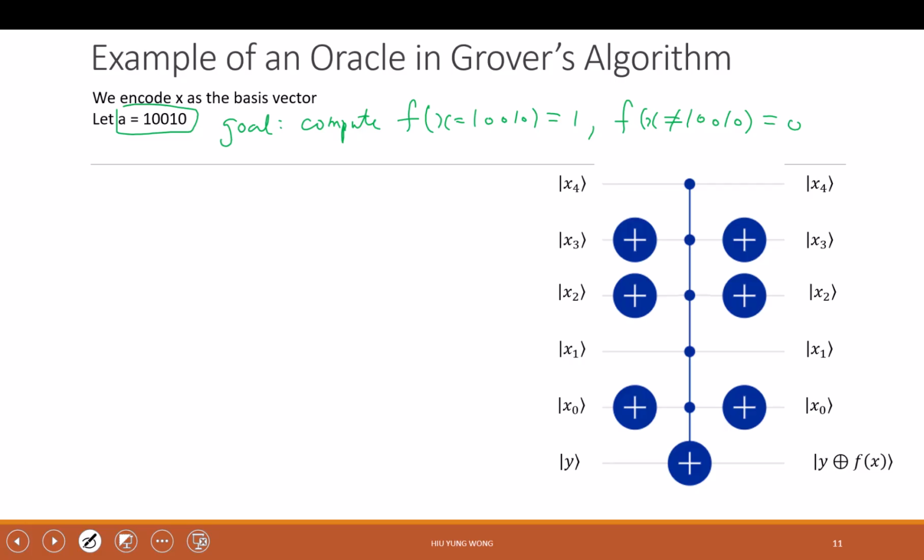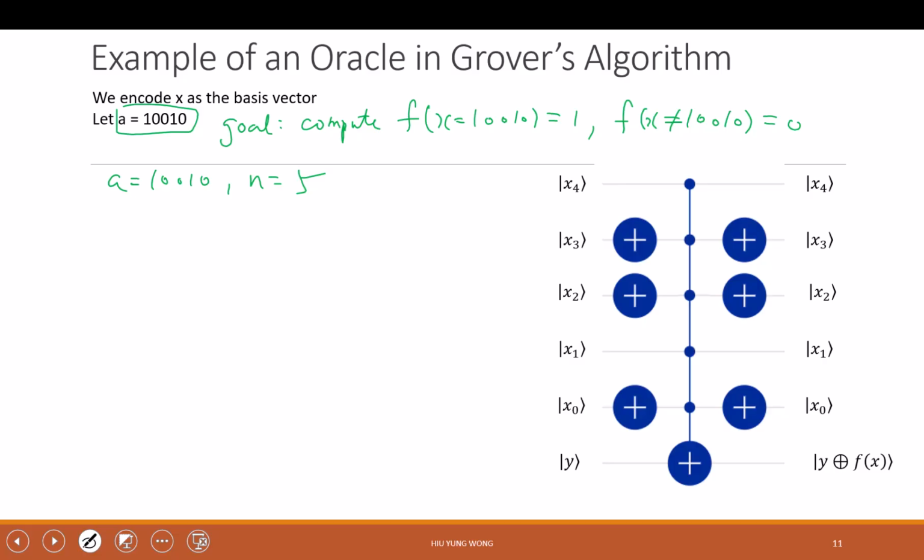So in this case, A equals 10010, what I want to search. How many qubits do we need? What is the number of qubits? I call it a qubit because I already assumed that we're going to encode this as the basis state. So how many bits do we have here? 5. Yeah, very simple, just 5.